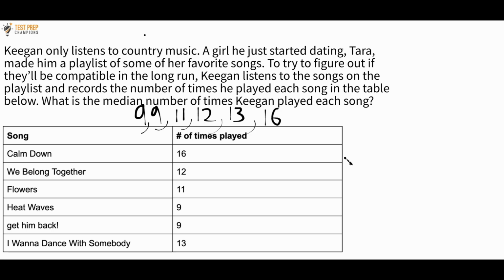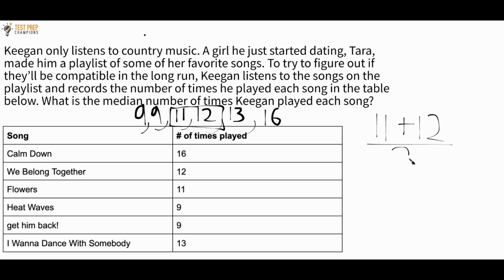So now that we have the numbers in order from smallest to largest, what I want to do is take the two numbers in the middle. So right here, the two numbers in the middle are 11 and 12, and I want to add them up and divide by 2. All right, so I'm going to do 11 plus 12 divided by 2.